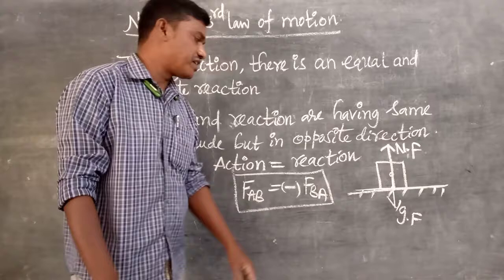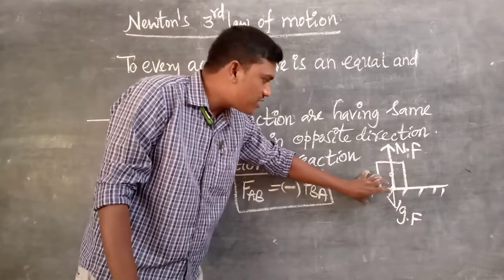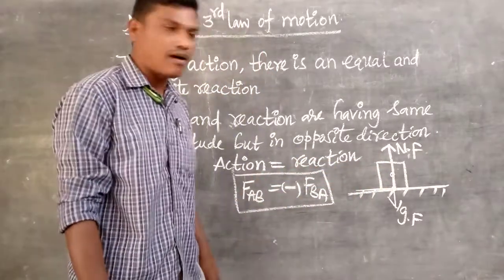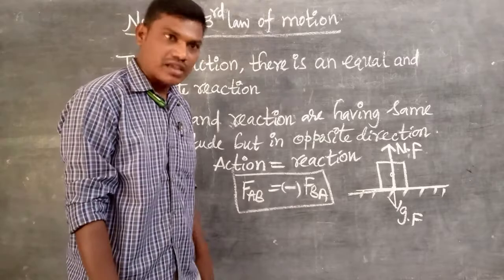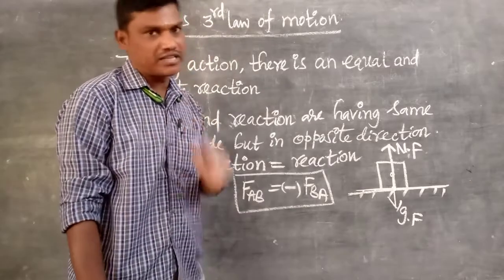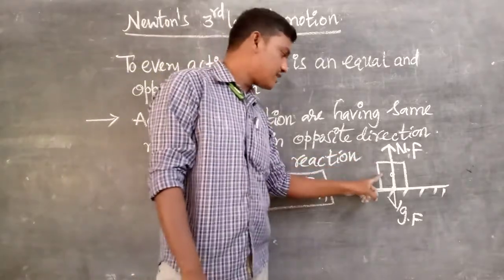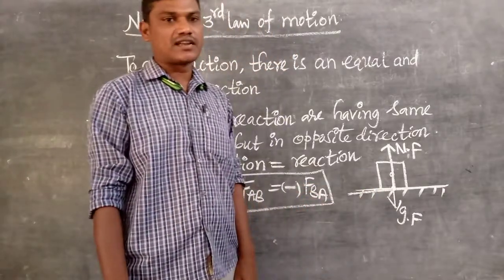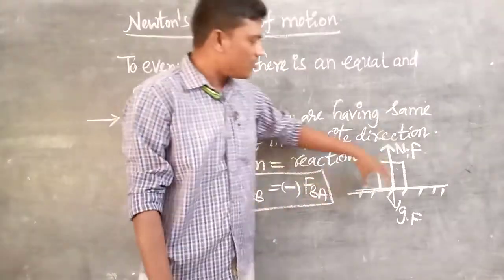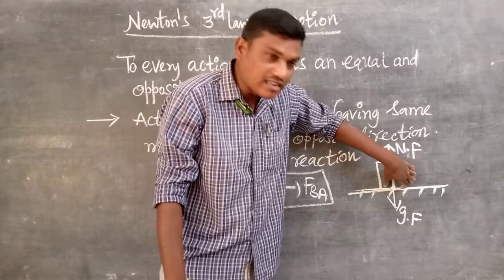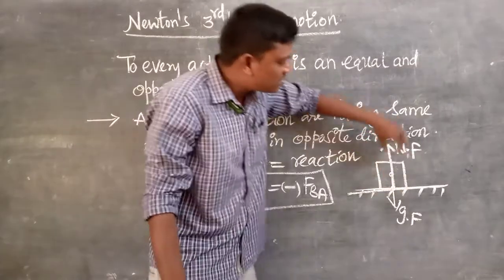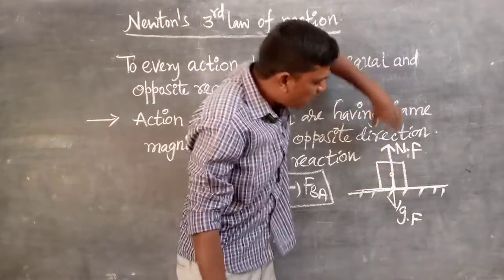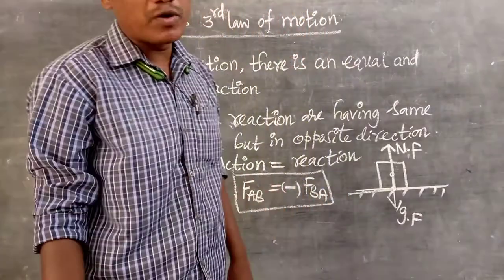Once again, listen very carefully here. A block is placed on the horizontal surface of the ground or floor. Here you are observing two bodies. One is the object, another one is the floor. We can say that the floor is nothing but the earth. Now this object is placed on the floor, then what will happen? This object is pulled by gravity downward.